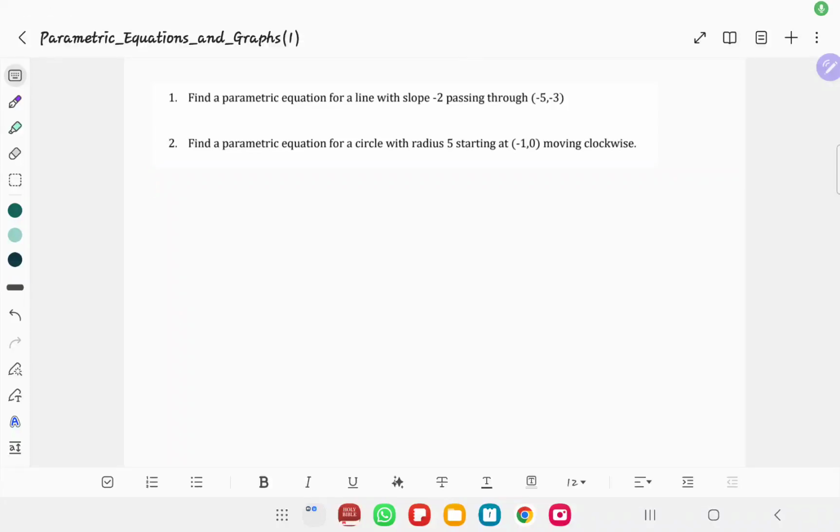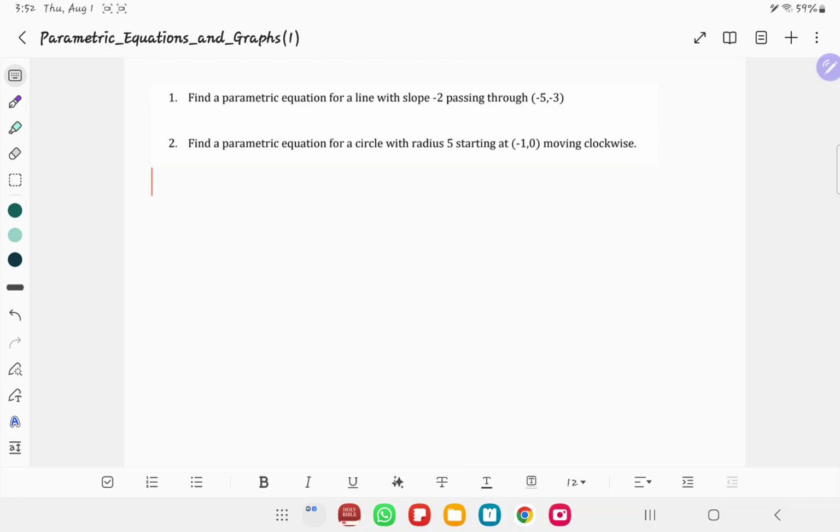Hey everyone, we're just continuing our discussion of parametric equations. We've been through a couple examples of giving equations, graphing them, and finding a rectangular equivalent by eliminating the parameter. This time we're going to go the other direction. Given a description of the graph or the graph itself, find the equations that match that graph.